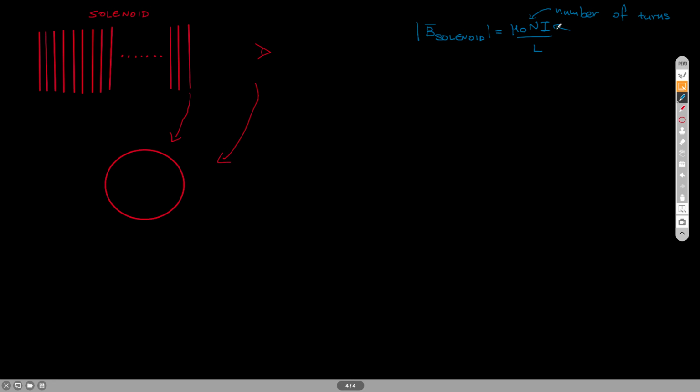I is the current, the conventional current, and L is the length of the solenoid. What I mean by that is, from here to here, this would be your length, and n would be the number of turns. Now, something important about the magnitude of the solenoid's field: we do make an assumption.